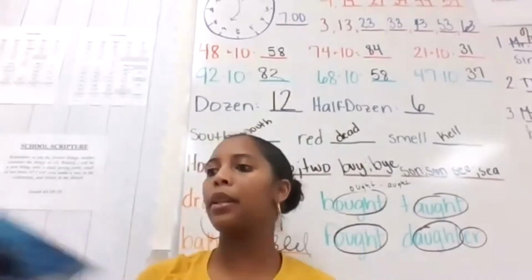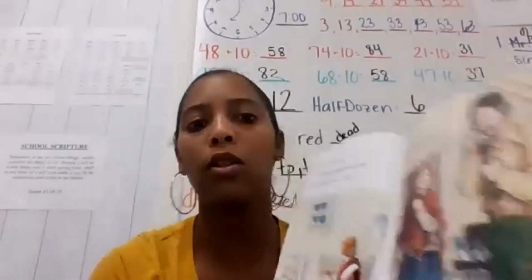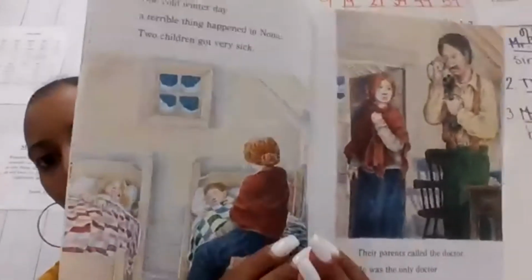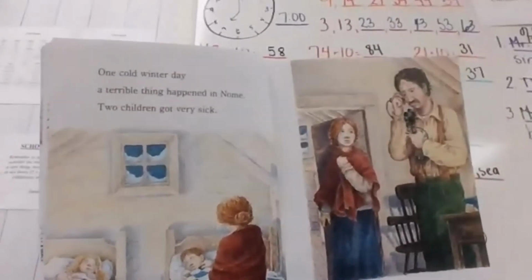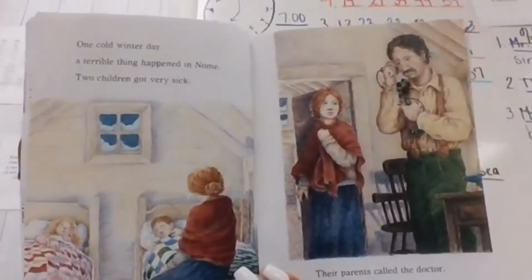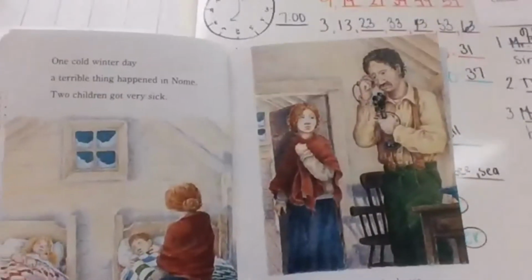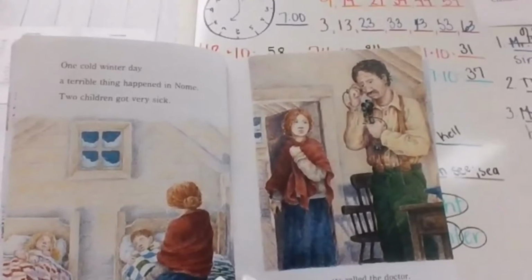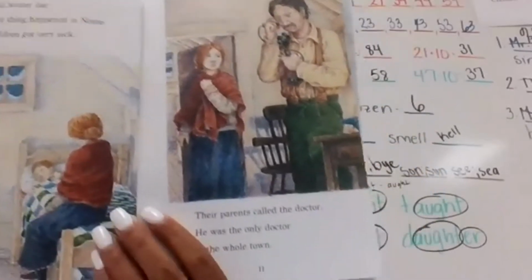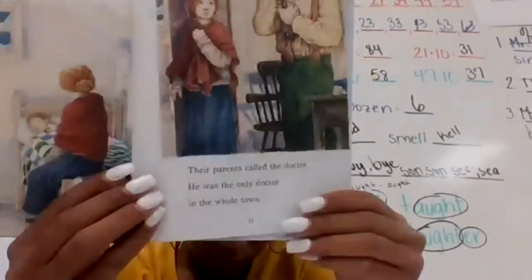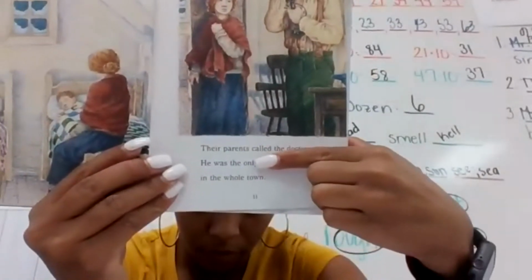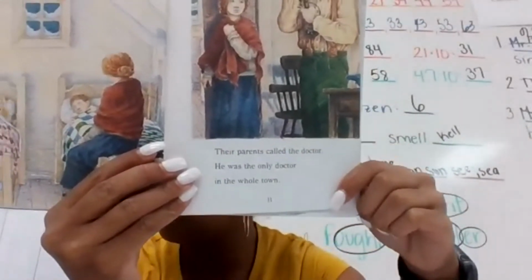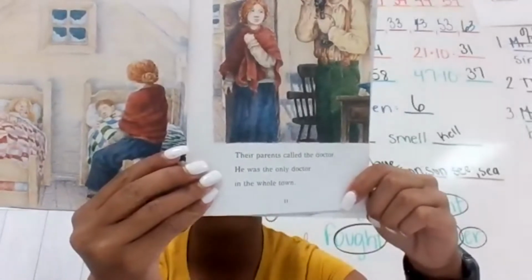All right, let's go ahead. So let's continue reading, okay? You'll do 10 and 11. I'm going to show it here for y'all to follow along. One cold winter day, a terrible thing happened in Nome. Two children got very sick. Their parents called the doctor. He was the only doctor in the whole town.